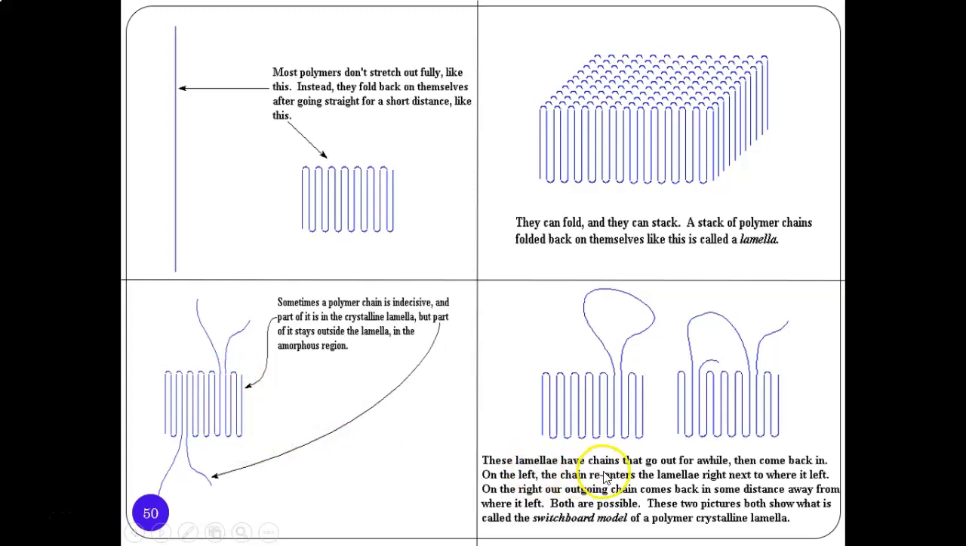So this lamella has a chain that goes out for a while, then comes back in. On the left, the chain re-enters the lamella next to where it left. On the right, the outgoing chain comes back in some distance away from where it left, but both are possible. These two pictures both show what is called the switchboard model of a polymer crystalline lamella. So the folded chain might be these two shapes. It has the amorphous, and this one is the crystalline. This one also amorphous, and this one is the crystalline.